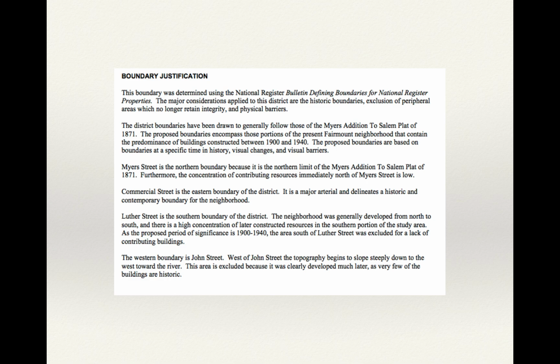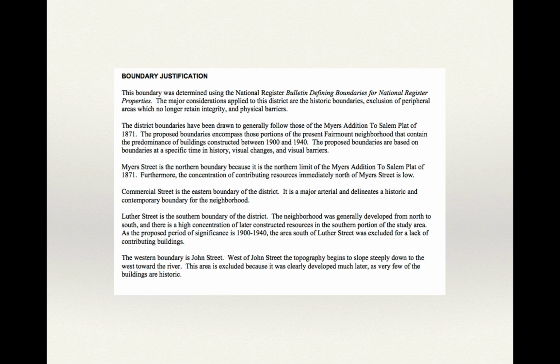All right, next. The district boundaries have been drawn to generally follow those of the Myers addition to Salem Plat of 1871. The proposed boundaries encompass those portions of the present Fairmount neighborhood that contain the predominance of buildings constructed between 1900 and 1940. The proposed boundaries are based on boundaries at a specific time in history, visual changes, and visual barriers. This paragraph is much better, right? So it's saying basically the boundaries were drawn to follow this development. I will say, however, it's not proposed. Your NR nomination is not a proposal. It is a nomination. It's just the boundaries, the district.